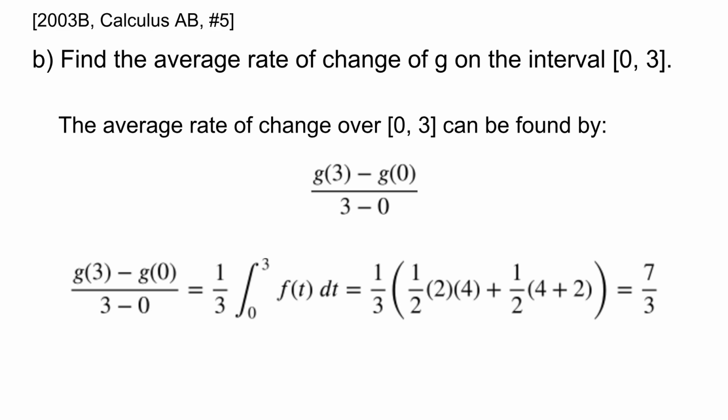So to calculate this, we take 1/3 the integral from 0 to 3 of f of t dt. That's a bunch of messy work, and it's not calculator active, so you do have to do this by hand. It does turn out to be 7/3. However, the expression 1/3 times that giant group would actually be sufficient on the AP Calculus exam because you don't need to simplify it.